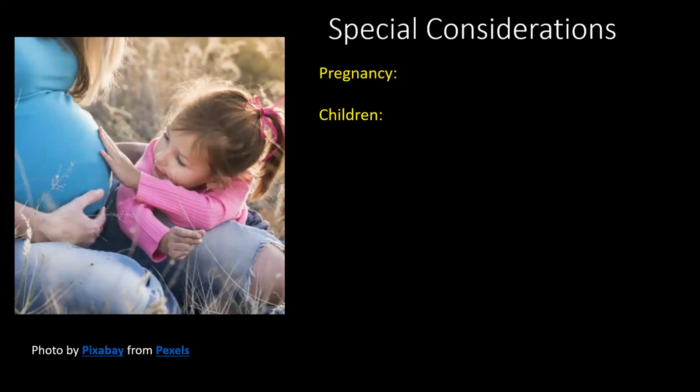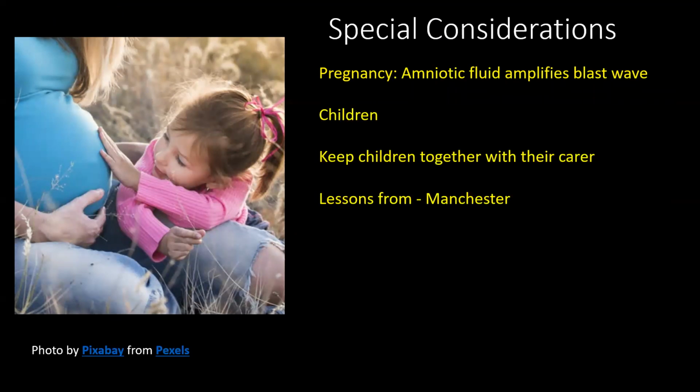We need to take special consideration for women who are pregnant and for children. Women who are pregnant, the amniotic fluid will amplify the blast wave and be more likely to cause injury to the fetus. Further, the gravid uterus can cause injury to the remaining solid organs in the abdomen. Children also are more likely to have more severe injuries, and so they should be prioritized for higher level care. It is important to try and keep children together with their carer or parent, if at all possible.